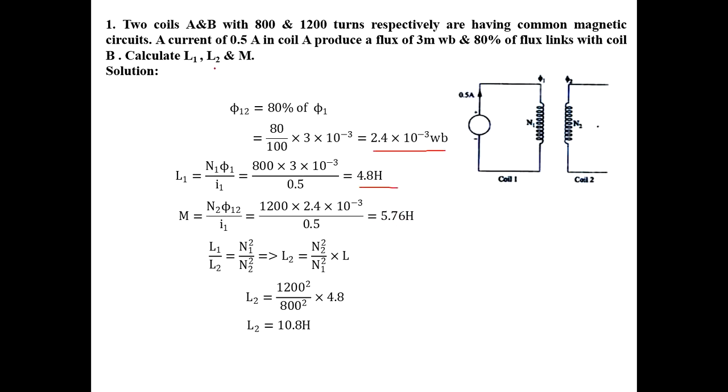Next, we have to find L2. We know the L1 value, and also N1 and N2. We can use this relation: L1 divided by L2 is equal to N1 square divided by N2 square. From this we can find the L2 value. L2 is equal to N2 square divided by N1 square into L1. Just substitute the values and we get the answer 10.8 Henry.